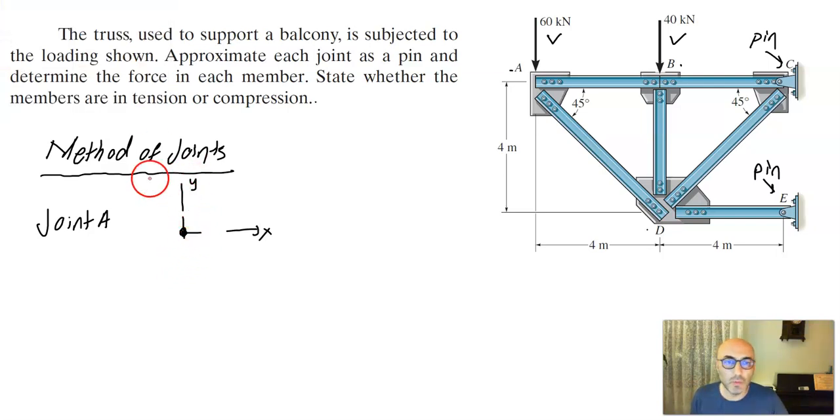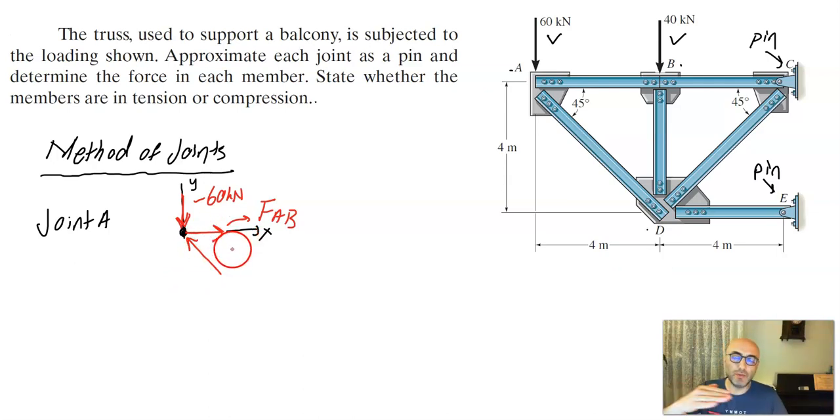So we have a 60 kilonewton load applied at joint A in the form of a concentrated force in the negative y direction here, and then the unknown member forces. We can assume that member AB is a tension member, so that's AB. These directions are initially assumed. You can assume compression or tension.